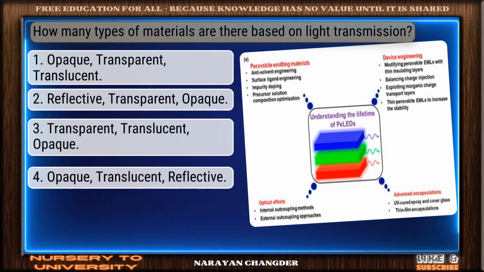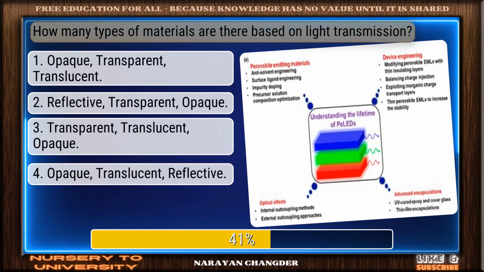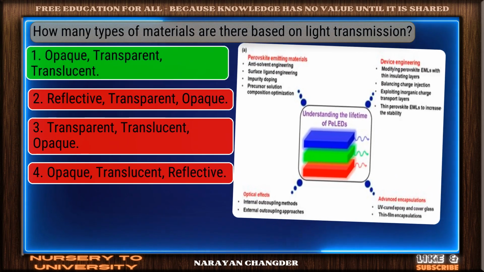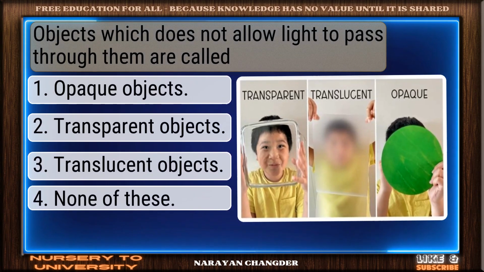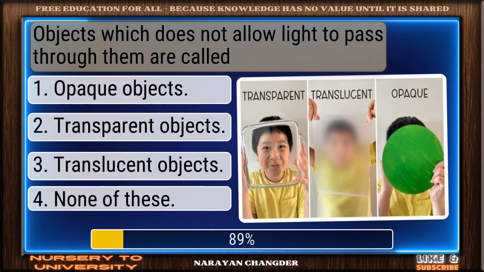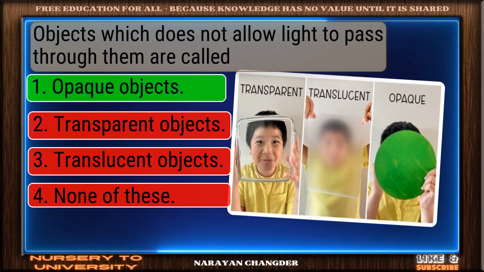How many types of materials are there based on light transmission? Strong choice. Opaque, transparent, translucent is the right answer. Objects which does not allow light to pass through them are called. Exactly. Opaque objects make sense and it is right choice.